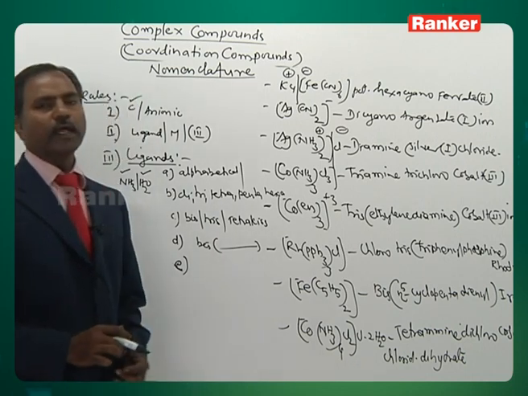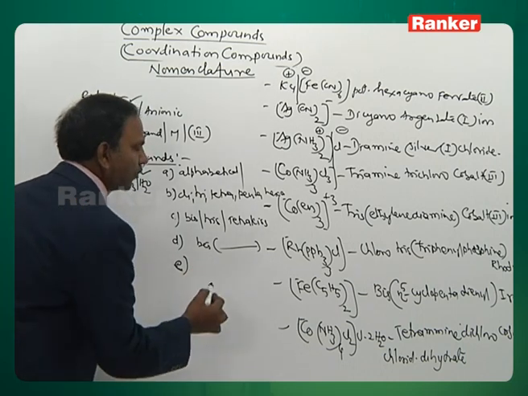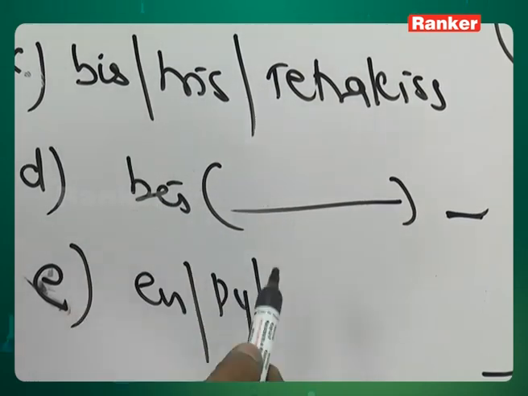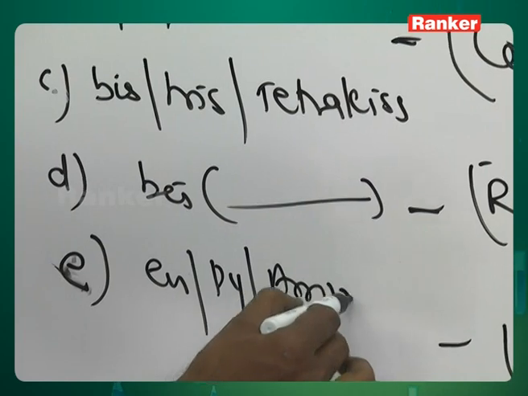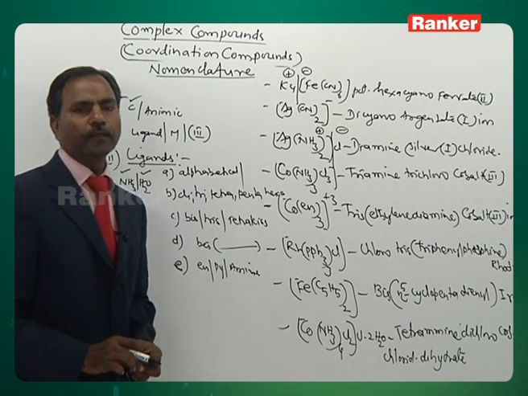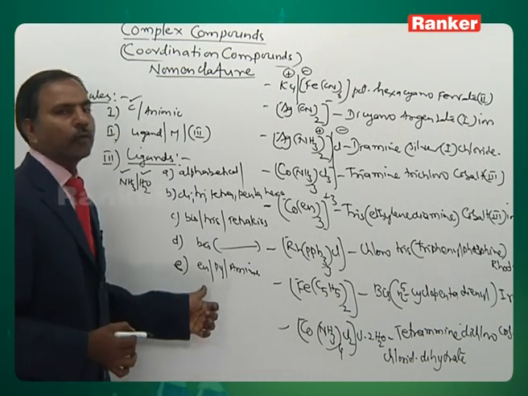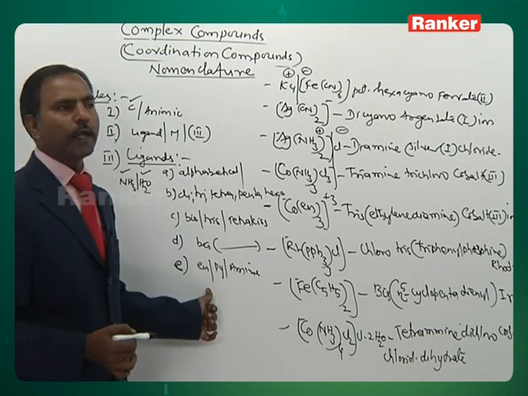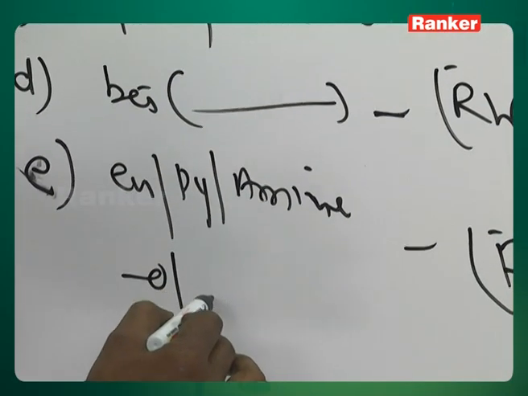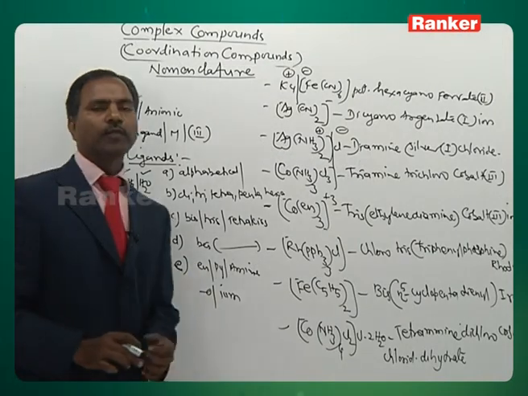Next, according to the ligand nature, if a neutral ligand is there, there is no change in the name of the ligand. Ethylene remains as ethylene only, pyridine remains as pyridine only, and amine remains as amine only. There is no change in the name of the ligand. But negative ligands are given a suffix O, like chloro, bromo, nitro. The negative ligands end with O. Neutral ligand, there is no change in the name, I said. Positive ligands end with IUM. So, neutral ligand, there is no change in the name.